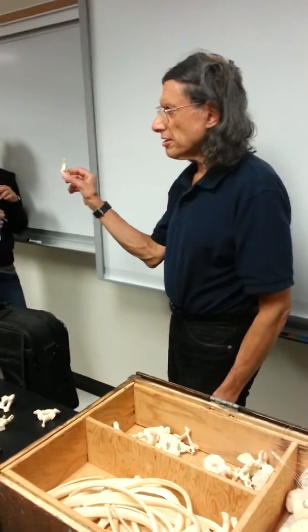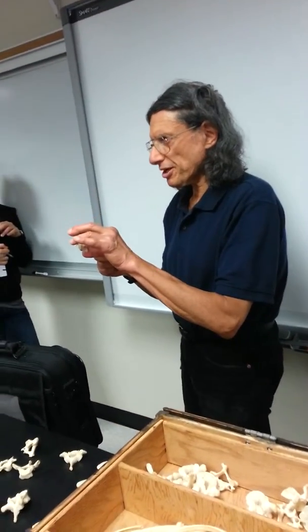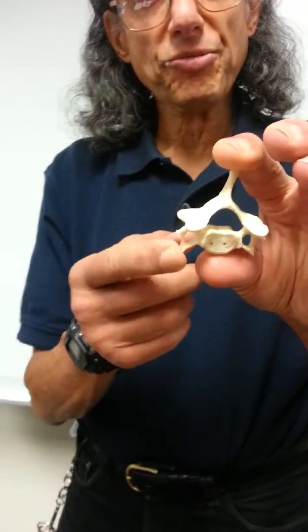Has no anterior tubercle? Well, it does have an anterior tubercle, that's how it can be identified as C6. There it is, right there. Can you show me? The anterior tubercle is right there.